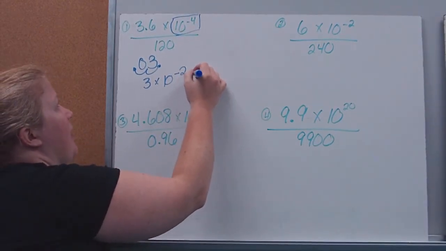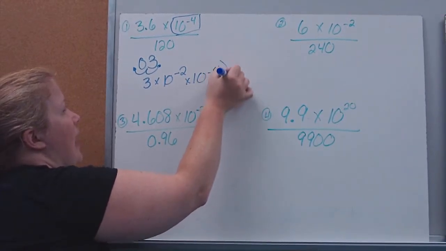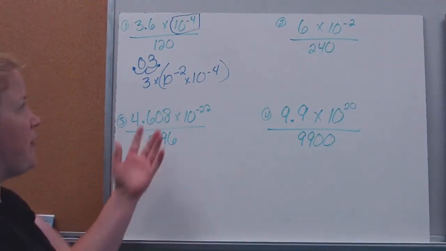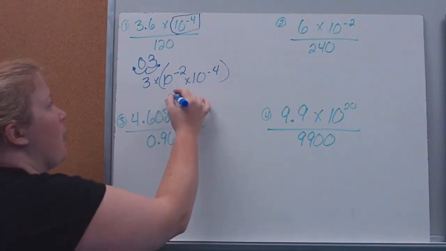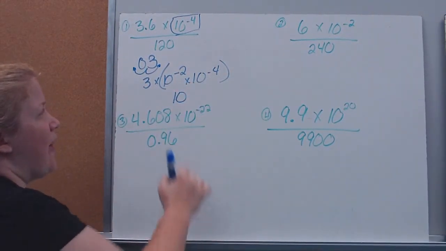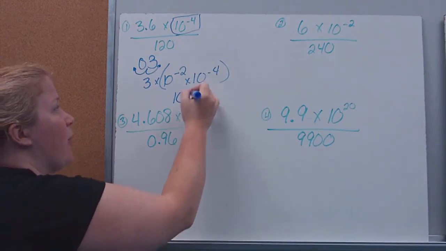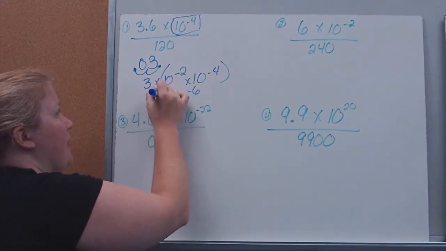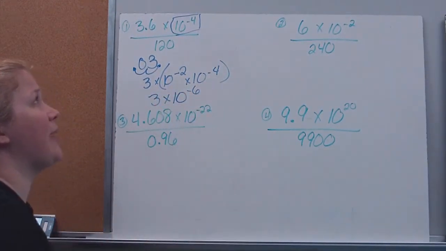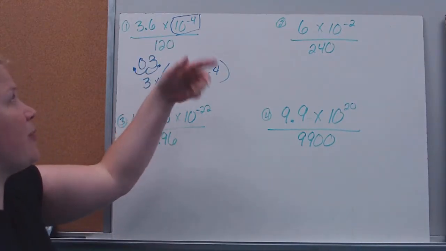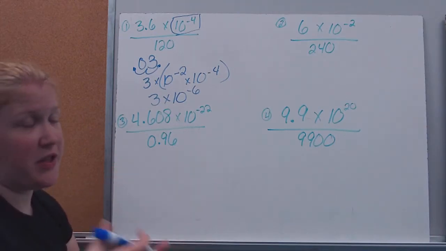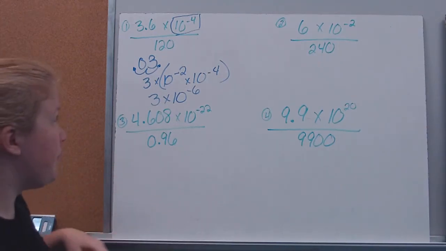Now I'm going to take my other power of 10, and my associative property tells me I can combine those two as well. So my base stays the same. I add my exponents: negative 4 plus negative 2 gives me negative 6. So my answer is 3 times 10 to the negative 6. Just a little quicker than putting it into standard form, doing your division, and going on from there.